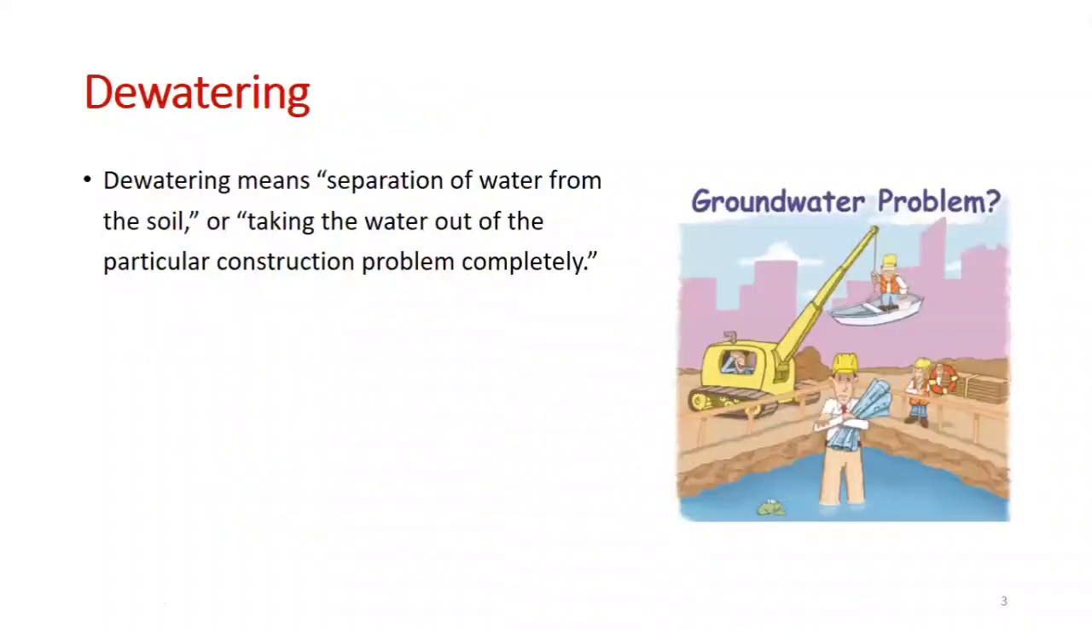So let's move on. The very first thing you need to know is what is dewatering. If you look at the definition, it simply means removing or separating the water from the soil. Of course, once we say water, it means the water in the voids, which is the groundwater. So you have to separate it from the soil, or take the water out of the particular construction problem completely. You may remove it partially, you may remove it completely. That is called dewatering, depending on the situation. We will see later on what these possible situations are.